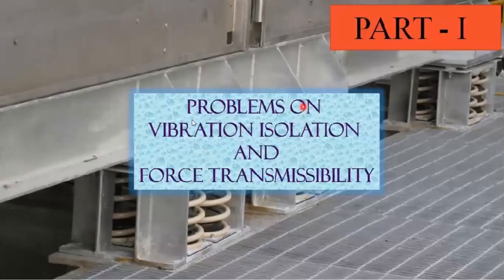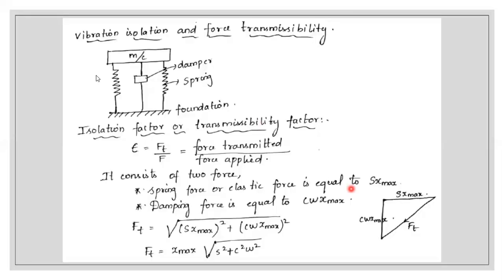In this video, we will be seeing problems on vibration isolation and force transmissibility. So we will be seeing a machine body here. Actually, there are two springs and a damper fixed. We need to understand a basic thing.